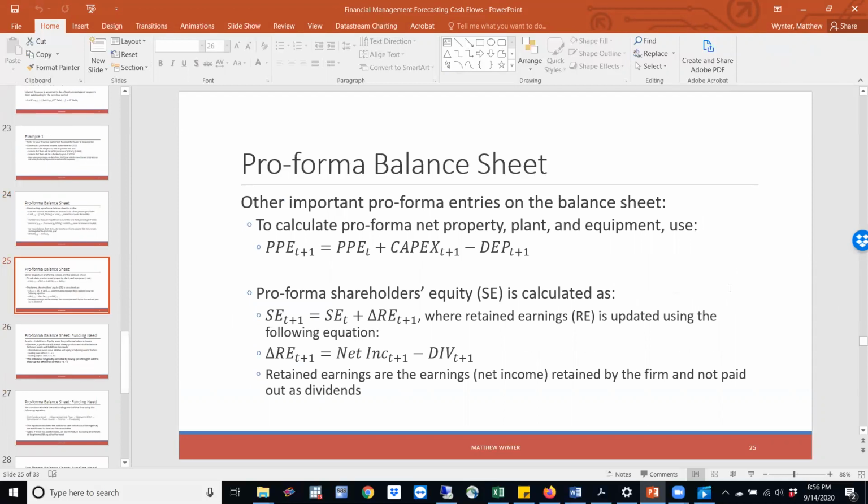There are going to be some other important items in our balance sheet. The first is going to be our PPE, our property, plant, and equipment. It's going to increase by the CapEx that we have projected, but it's going to be reduced by our depreciation. The next is going to be our shareholders' equity. Our shareholders' equity is going to increase by our net income, but it's going to be reduced by our dividend.